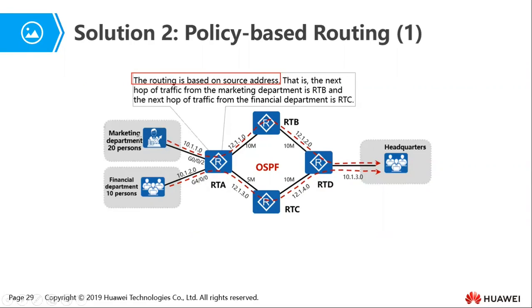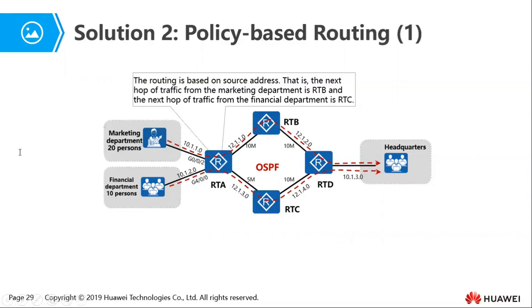So we are going to see that with policy-based routing, we can detect the source of the packet on RTA and say that if these packets are coming from the marketing department, forward them to this next hop. If they're coming from the finance department, from this network, 10.1.20, forward them to this next hop. So really, that is what policy-based routing is going to enable us to do.